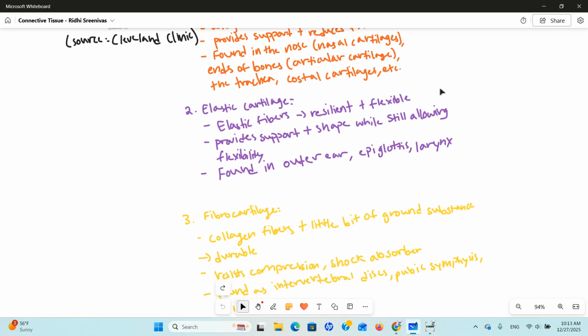Next, we have elastic cartilage, which, as the name suggests, is composed of elastic fibers, which give this tissue a resilient and flexible nature. Mainly its function is to provide support and shape while still allowing flexibility. It is mainly found in the outer ear, epiglottis, and larynx.